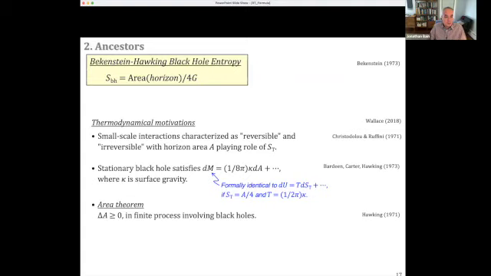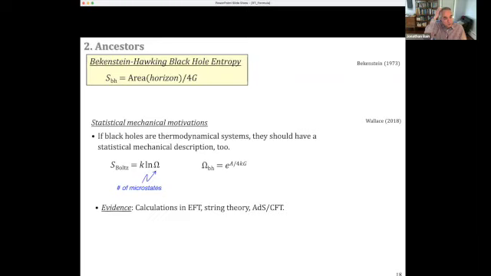So in addition to these thermodynamic motivations for the Bekenstein-Hawking formula, there are also statistical mechanical motivations, according to Wallace. The intuition here is the following. If black holes are thermodynamical systems, then just as with other thermodynamical systems, black holes should have a statistical mechanical description too. We should be able to assign to them, for instance, a Boltzmann entropy, a statistical mechanical entropy, given in terms of the number of possible microstates they can be in.